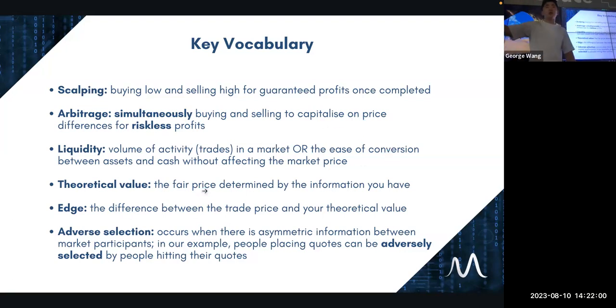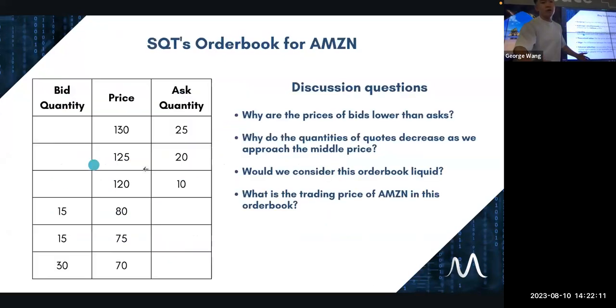All right, next up we have edge. This is something that Tom mentioned earlier. Edge is the difference between the trade price and your theoretical value, the trade price and the theo. Let's say that I think Amazon is worth 200. If I have the ability to buy for 120, I've captured 80 edge, because I think it's worth 200 and I bought it for 120. So in my head, this is a great trade, and there's an edge of 80.